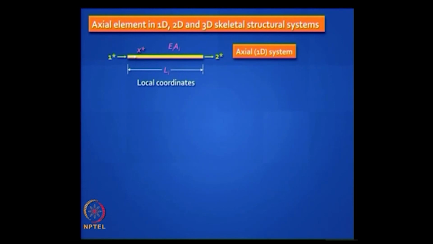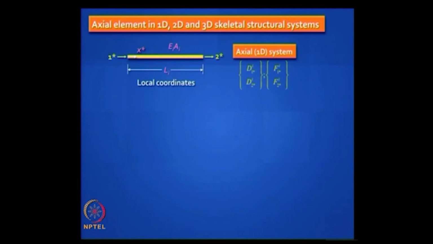You agreed that there are only 2 degrees of freedom here. We have not looked at this picture in the earlier module. Okay, you have 2 degrees of freedom, they are both axial degrees of freedom. The left node can move and we call that 1 star, and the right node can move, we call that 2 star. So this is the element displacement vector, this is the element force vector, right?